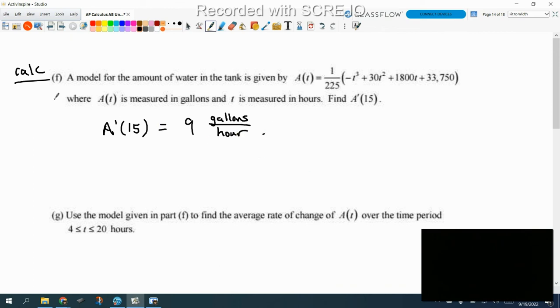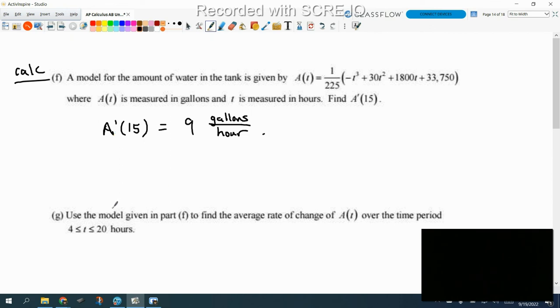It did not ask us to interpret this or to explain the meaning of this in the context of the problem. If we were asked to do that, it would be the exact same answer as w prime of 15 was on the previous problem. So that's why we're not asked to do it twice here. All right, that is all you have to write on a calculator problem. Okay, so do not write more than you have to.